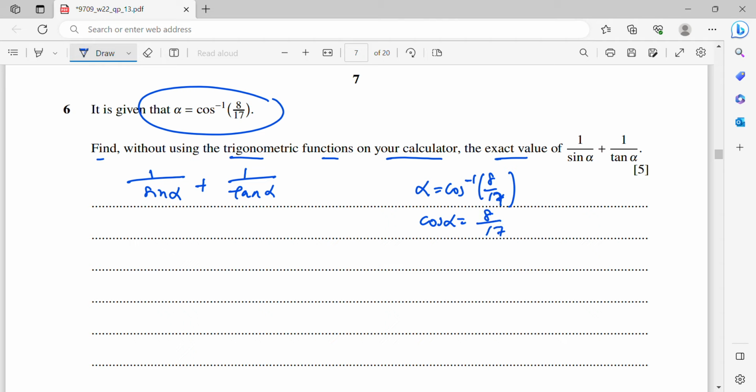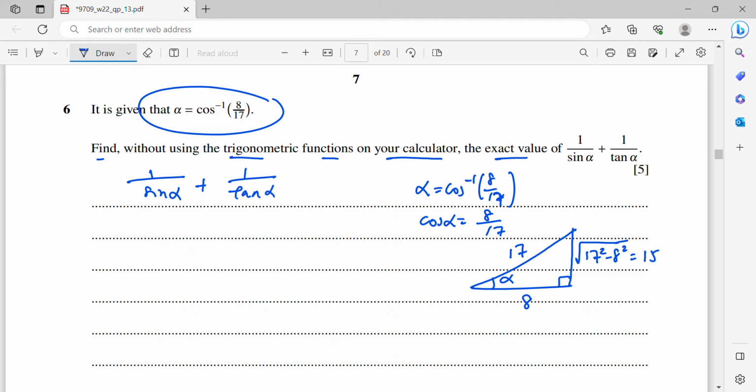So now I can simply sketch. Let's say this is a right angle triangle and this angle is alpha. For the cos, it will be adjacent over hypotenuse. So adjacent is 8, hypotenuse is 17, which means the opposite side is going to be square root of 17 squared minus 8 squared, which is 15.